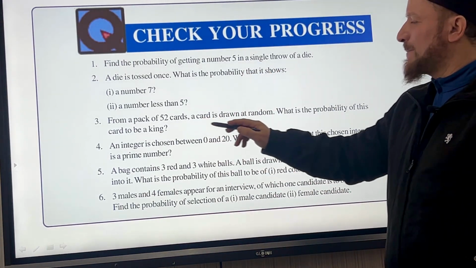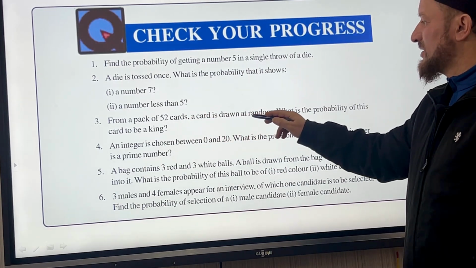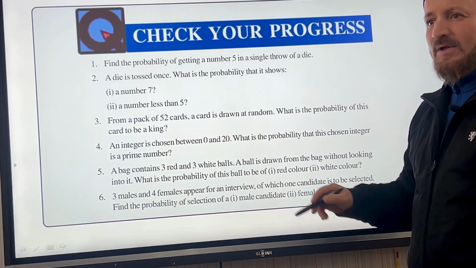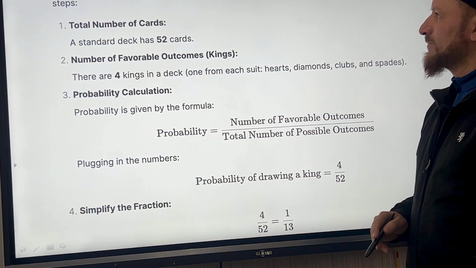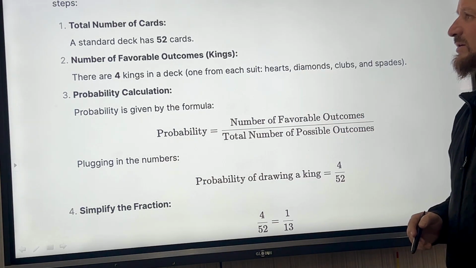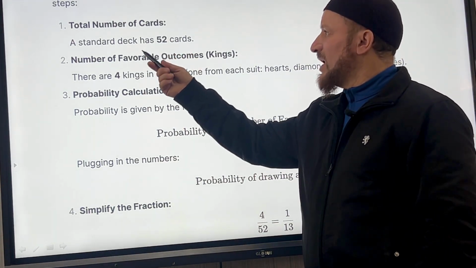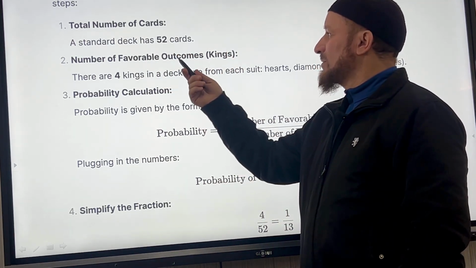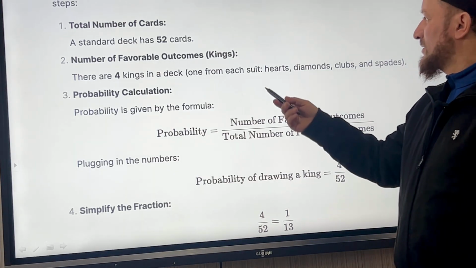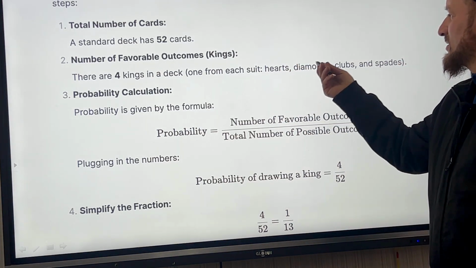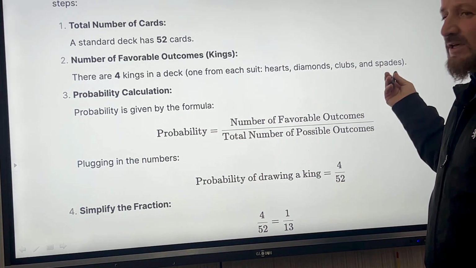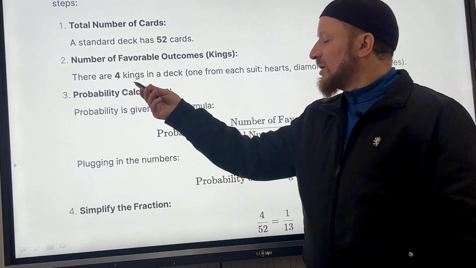What is the question number 3? From a pack of 52 cards, a card is drawn at random. What is the probability of this card to be a king? Okay? Then, so the probability of drawing a king from a standard pack of 52 cards. First, the total number of cards is number of favorable outcomes. 4 kings, as Alia was saying, that we have the suit, heart, diamond, club, and spades. Okay? And each have the king in it. So that means how many kings we got?